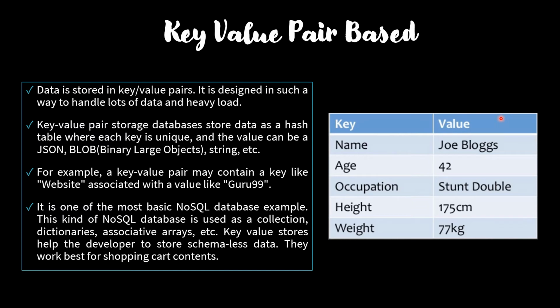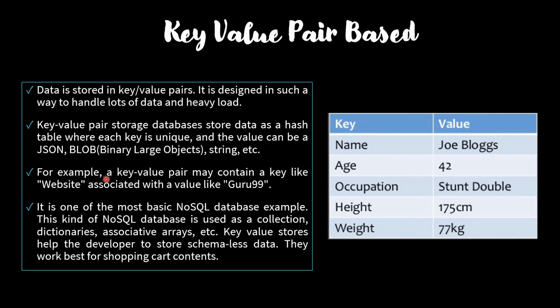Okay, we start with the key value pair base. This is the simplest type of NoSQL database, and it's also extremely fast. So how does it work? Data is stored in key value pairs, like a table here. It is designed in such a way to handle lots of data and heavy load. Key value pair storage databases store data as a hash table where each key is unique. It's stored in a table like this, but it has a unique key.